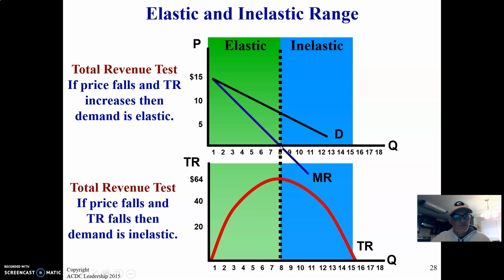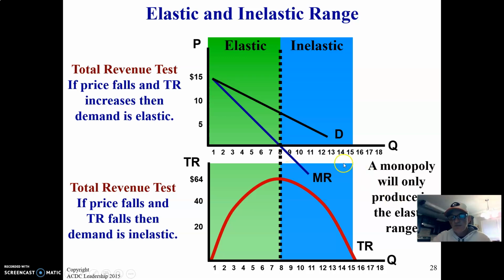Now, I'll give you something in a few minutes that's going to help you out a little bit further. A monopoly will only produce in the elastic range. Well, that would make sense, right? They're not going to take money out of the cash register and hand back to customers to buy something. So they're going to only produce in the elastic range.